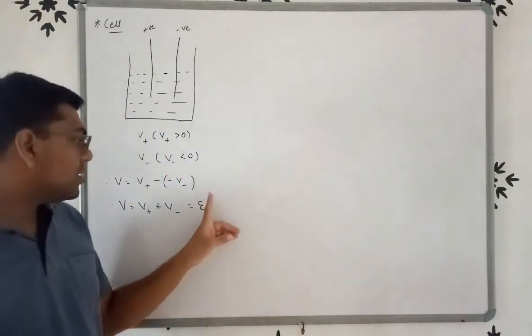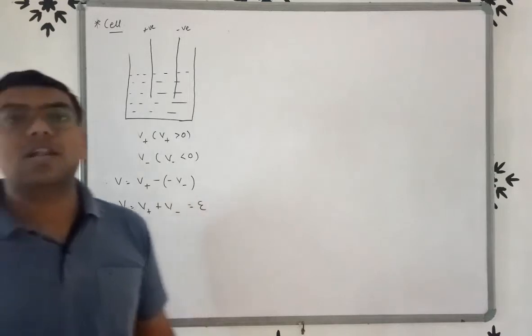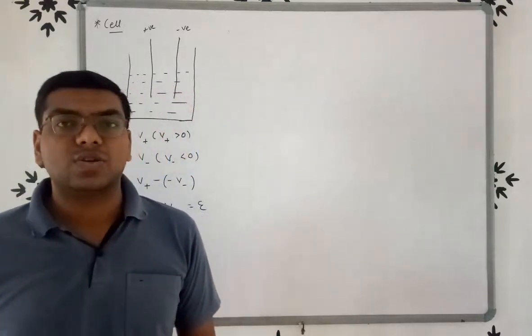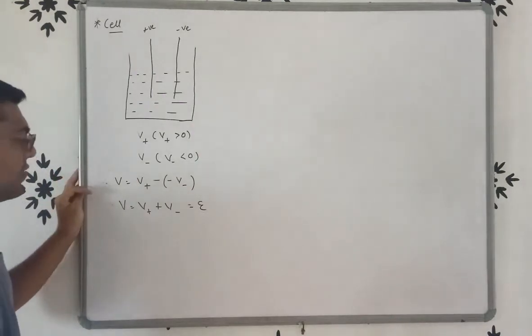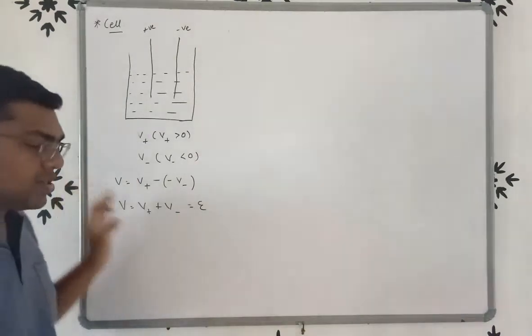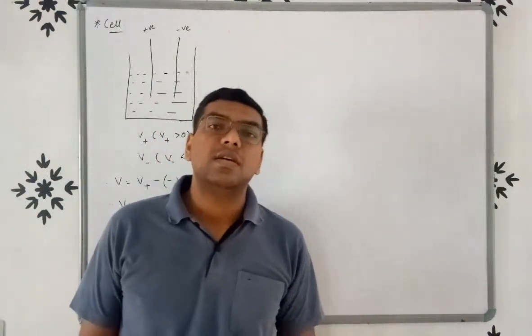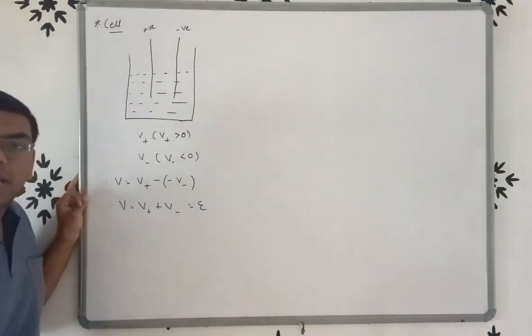Right, and the symbol of EMF is small e. So this is the EMF, and the equation of EMF is V equals V plus minus V minus equals E. But here no current flow is there.